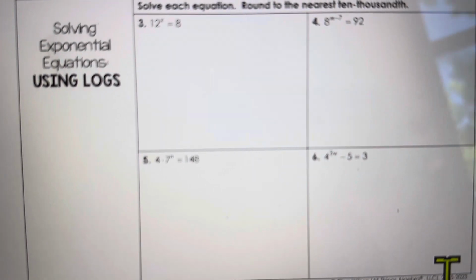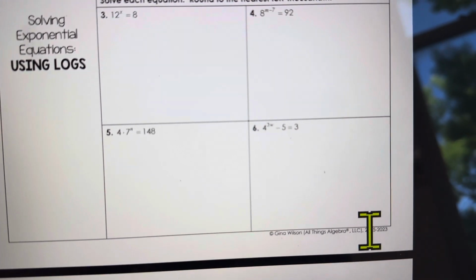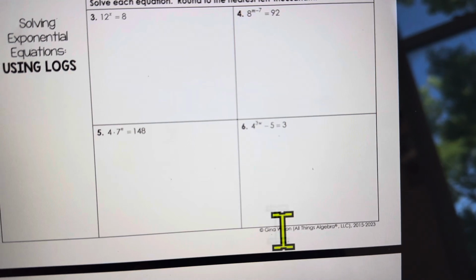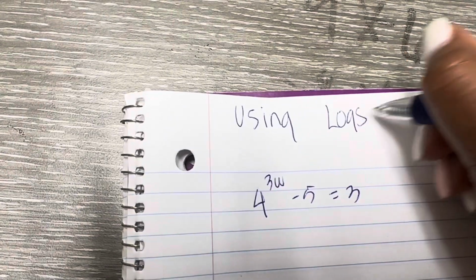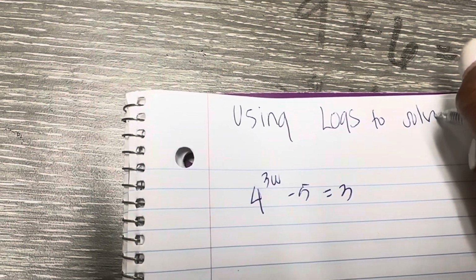All right, we are using logs to solve exponential equations. So for example, 4 to the 3w minus 5 equals 3. Make sure that you title your notebook using logs to solve exponential equations.